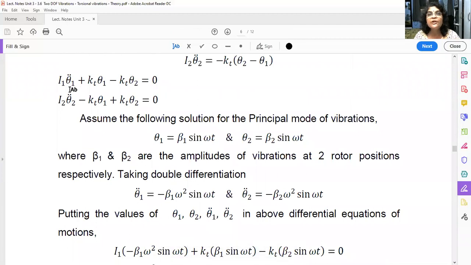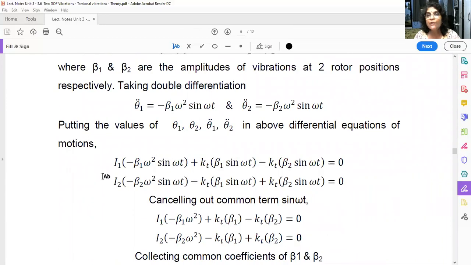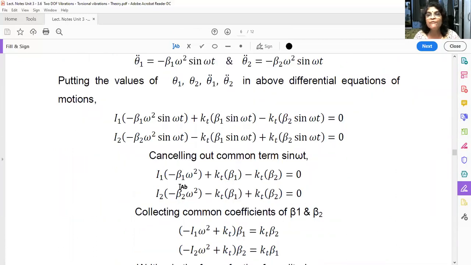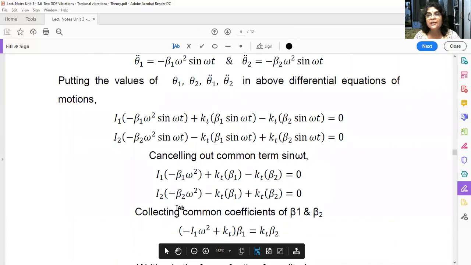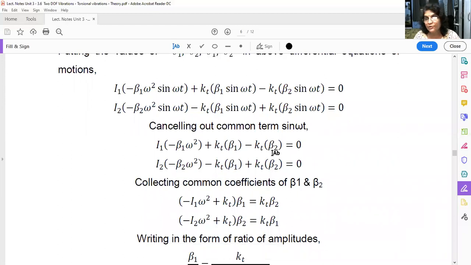Theta 1 double dot, theta 1, theta 2. Similarly here also. So what will you get? We'll get these two equations. Now you have to cancel the common term sin omega t from both the equations. So you will get these equations. Simplifying, this equation has beta 1 also and beta 2 also.